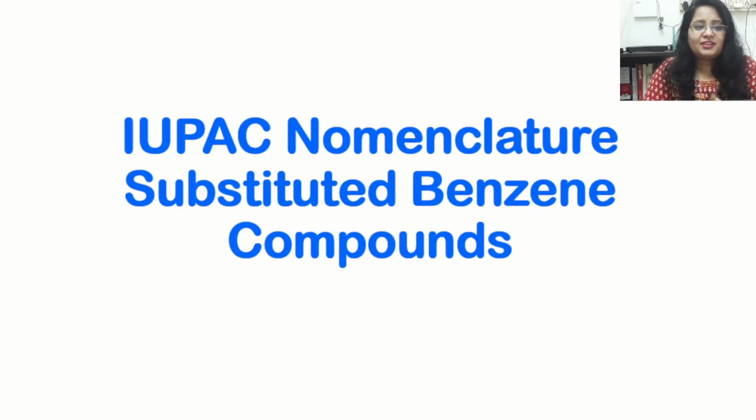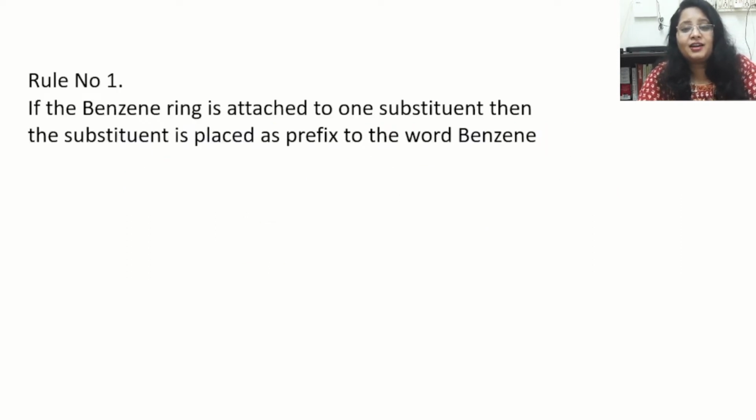So friends, there are 2 or 3 rules. If we follow these rules, we can easily write the names. Let's start. Rule number 1 says, if the benzene ring is attached to one substituent, then the substituent is placed as prefix to the word benzene.